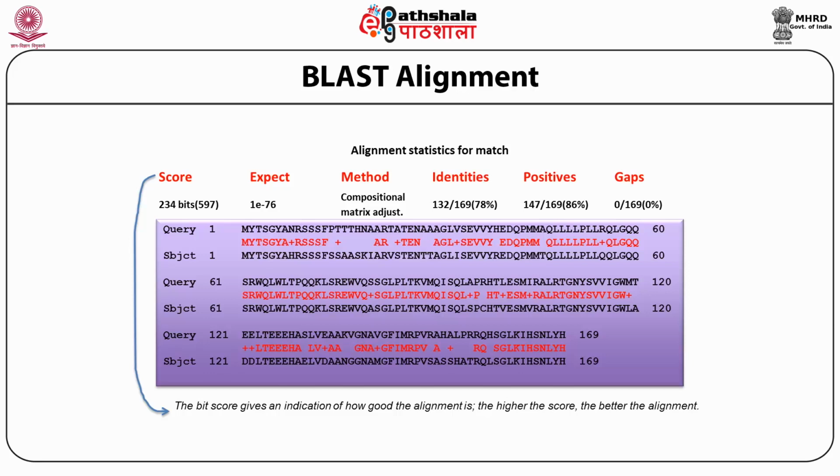So you will see, based on the length of the loop, you will have the gap. If you have a 10 amino acid loop, then the gap will be 10 out of 169. That means almost 10% of it is there, so that will be reflected in the gap penalty. The bit score gives a good indication of how good the alignment is. The higher the bit score, the better the alignment.